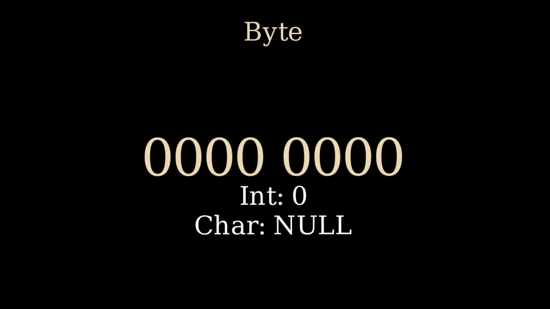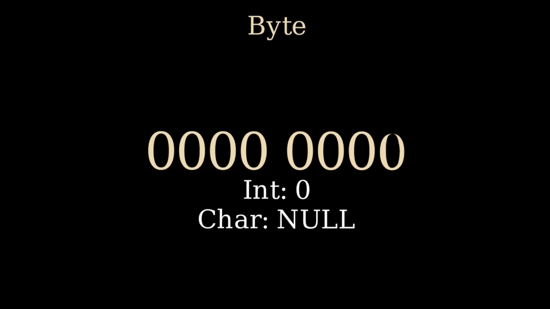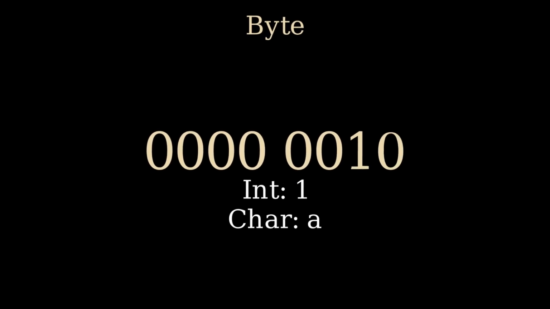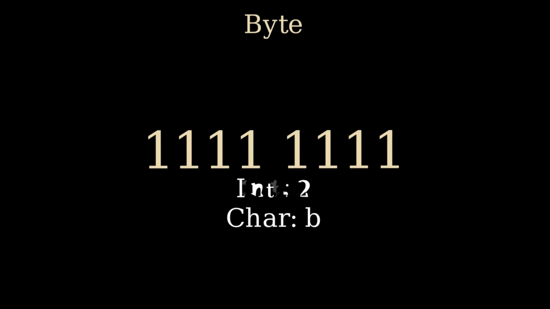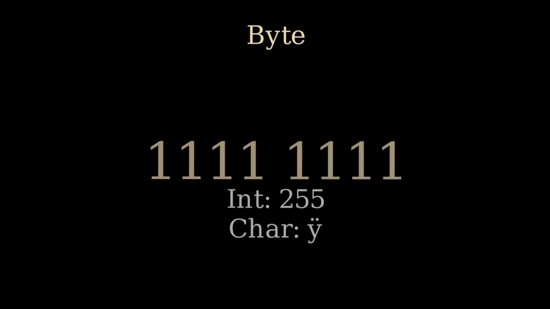A bit can be either 0 or 1. A byte is made up of 8 bits on most computers. This binary number represents 0 as an integer or null as a character. This one, a 1 as an int and a character. This one, 2 and b. This is the largest possible 1-byte number. Sizeof char, for example, would give us 1 byte, which is the smallest possible byte size.